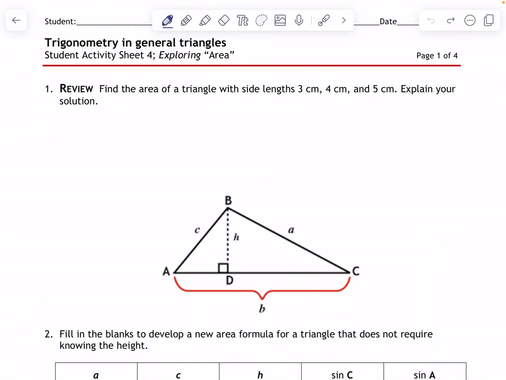Hi, Algebra 2 students. Please turn to page 19 in your packets. We're going to take a look at how we can figure out how to calculate the area in non-right triangles.